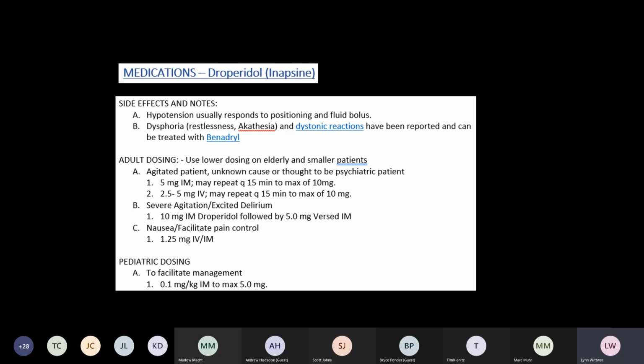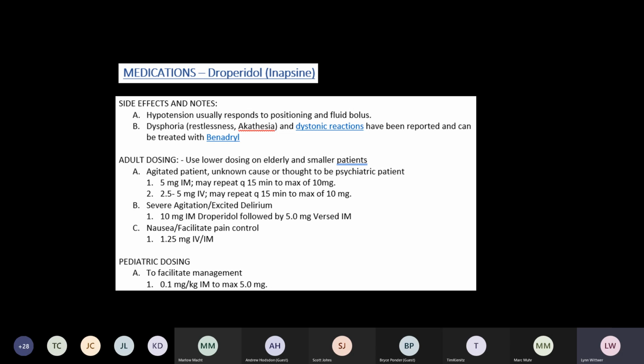kiss them with about 2.5 milligrams of Versed. Now, obviously, use a lower dosing on elderly and smaller patients. We've had a few bad results of old people getting fentanyl and Versed, and being really, really narcotized by the time you get them to the hospital. I mean, to the point where they literally have to be intubated. We don't want to see that sort of thing.